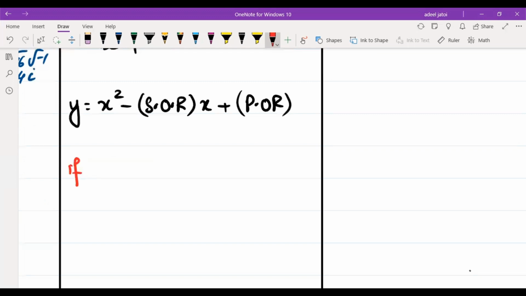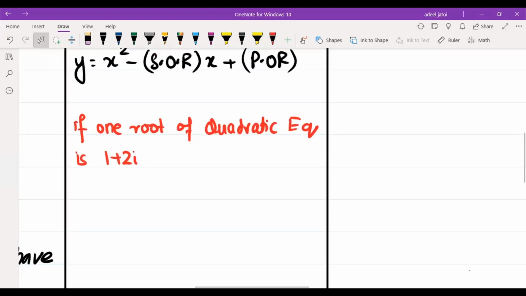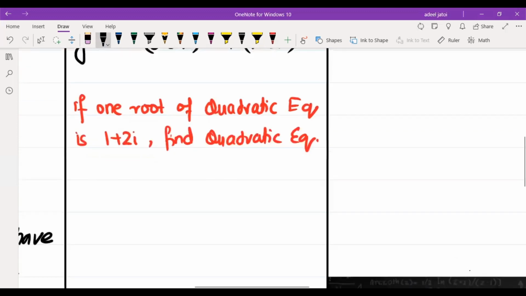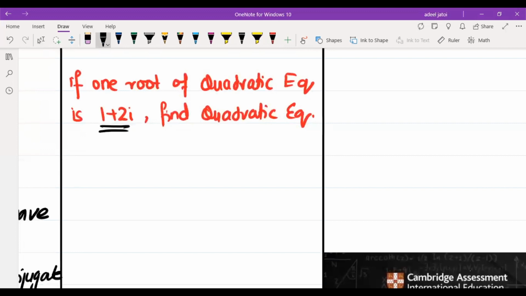If one root of a quadratic equation is 1 plus 2 iota, now this is your question: find the quadratic equation. Knowing that since one root is 1 plus 2 iota, the other root will be 1 minus 2 iota.